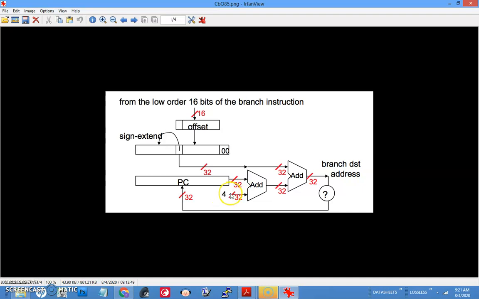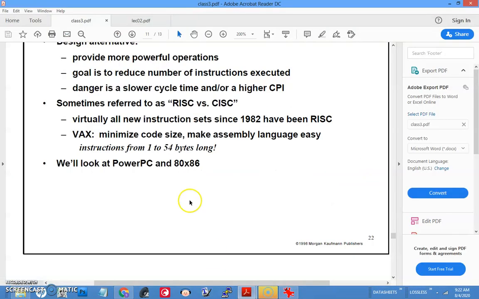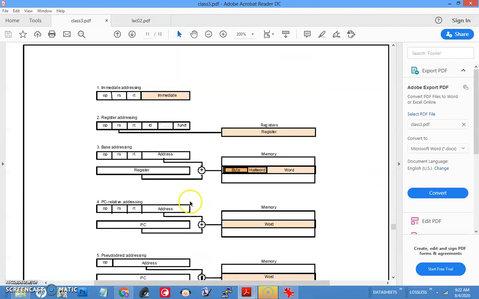So essentially you are adding this 32-bit quantity to PC plus 4. This line will have PC plus 4. So branch target address is equal to PC plus 4 plus the 32-bit version of the offset, which is given as part of the branch instruction. Okay. Now let us look at the ranges and how far it can jump and so on.